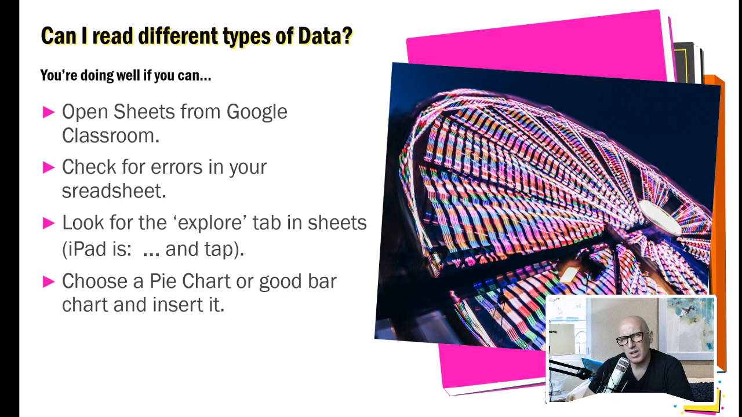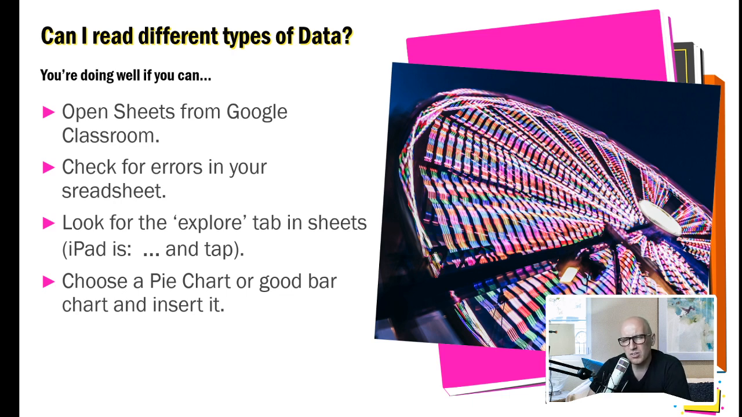So these are the things we're going to have to do to begin with. Open your sheets, either from your classroom or from your drive. Check for errors. If you've got any errors, just have a quick look through, make sure that it's all working. If you're working on an iPad, I've got a quick clip that's going to show you how that all works. And also, you're going to have to look for the 3 little dots if you're on an iPad and go and find the Explore button. On sheets on a desktop, the Explore button is already there to see.